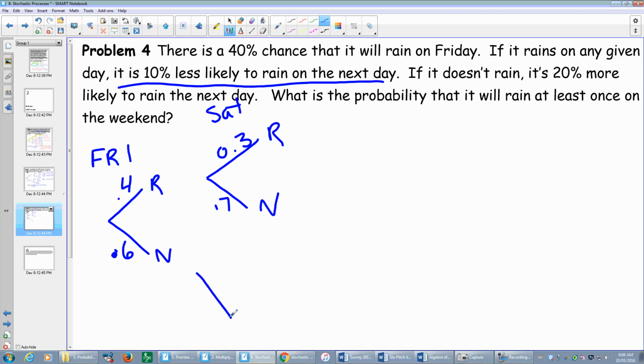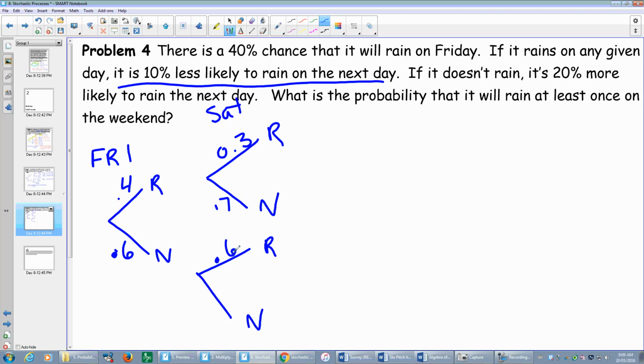If it doesn't rain on Friday, what is the probability that it will rain on Saturday? Curtis, what do you think? Not 0.4. Mike? Not 0.8. It's actually 0.6.